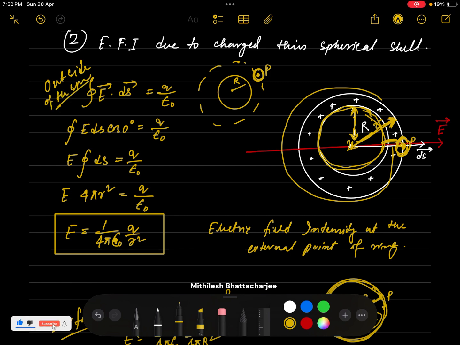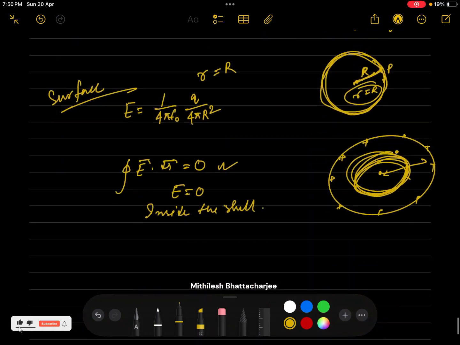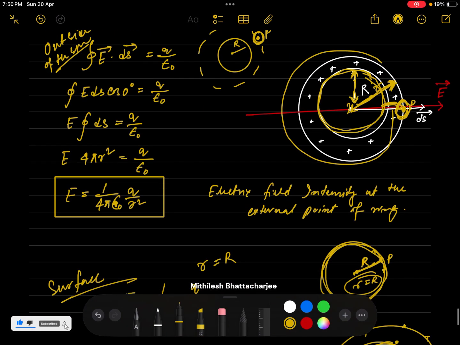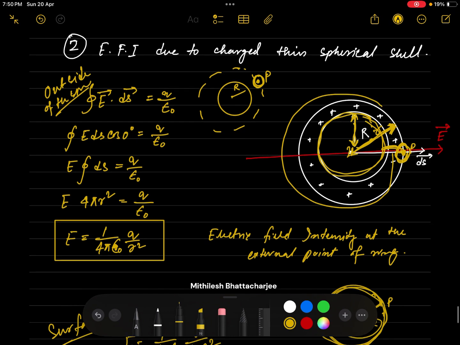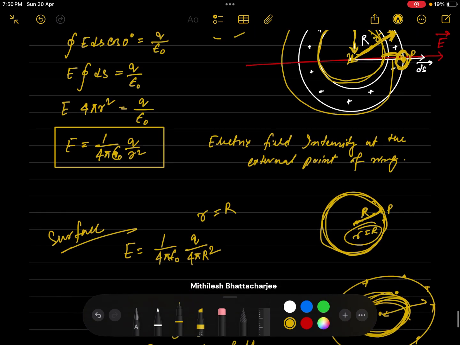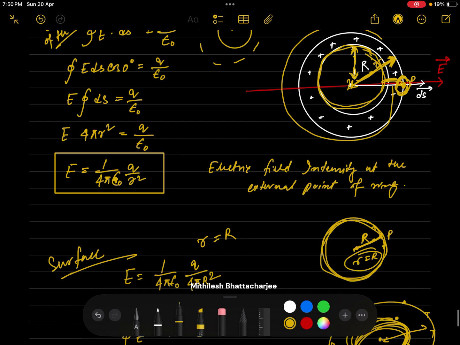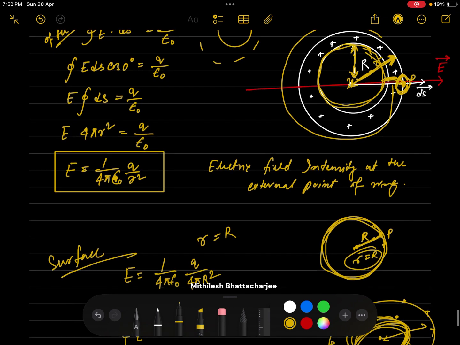Okay, clear? So we have discussed what flux is. Then we discussed the Gauss theorem, also discussed the proof of Gauss theorem, and then we saw the two cases where the Gauss theorem is applicable to find the electric field intensity.